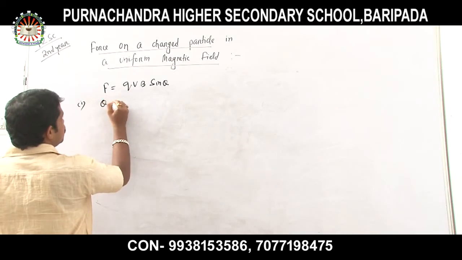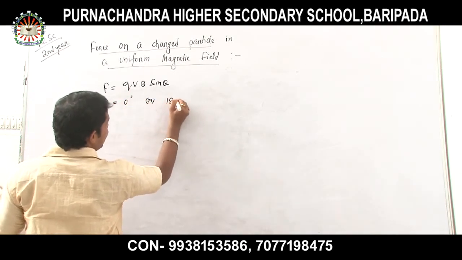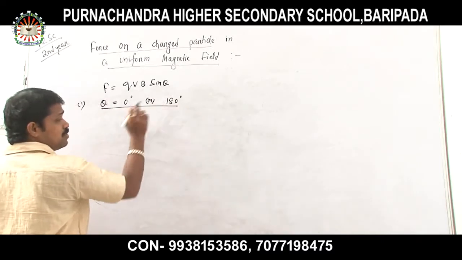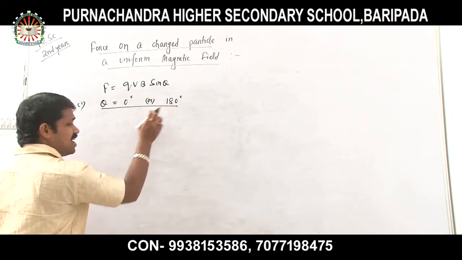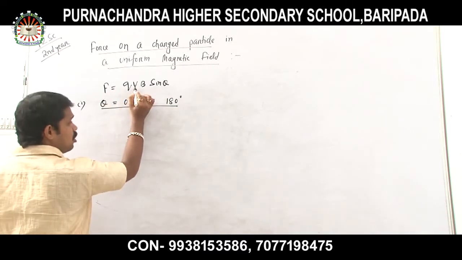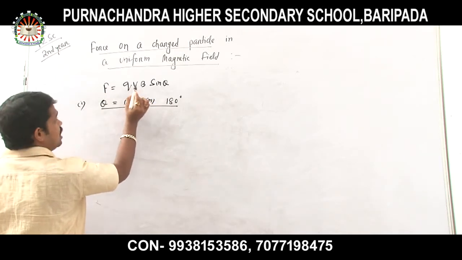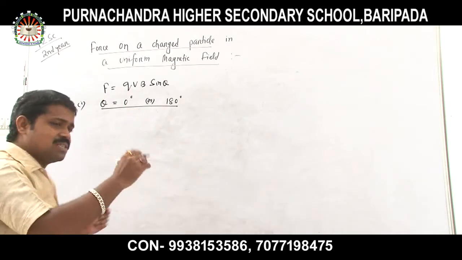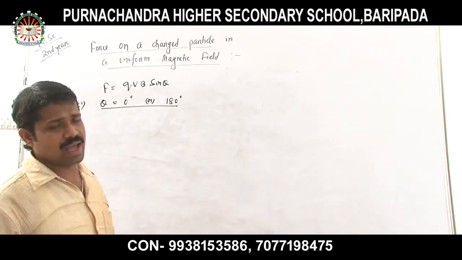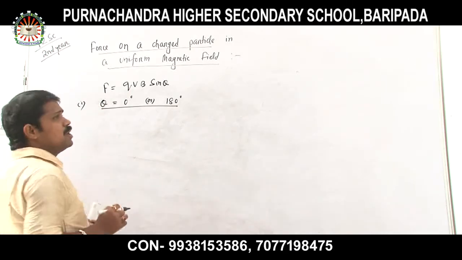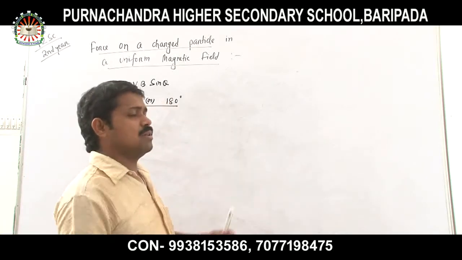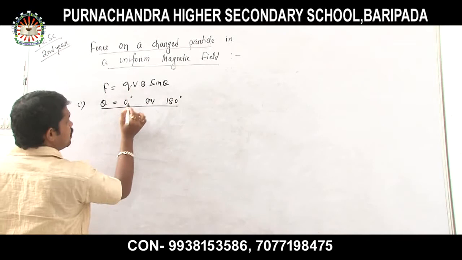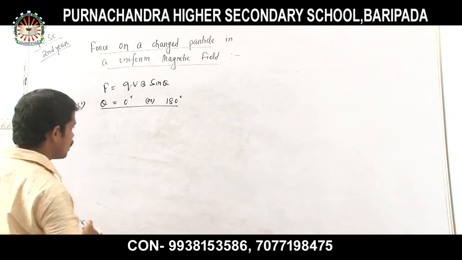For the first case, if theta is equal to 0 degree or 180 degree, what does it mean? What is the significance of it? The significance of 0 degree or 180 degree means the angle between the velocity and the magnetic field becomes 0 degree or 180 degree. That means they are parallel with each other. Very simple. So if the charged particle is moving parallel with the magnetic field direction, then the angle between V and B is either 0 degree or 180 degree. Clear all of you? Okay.